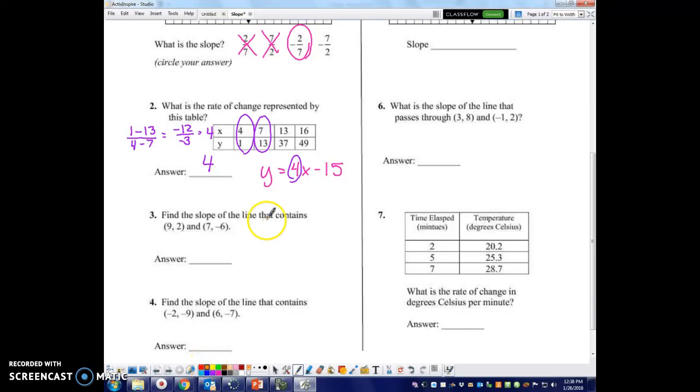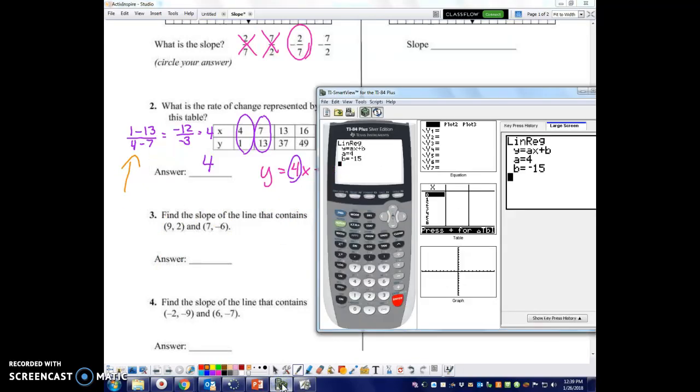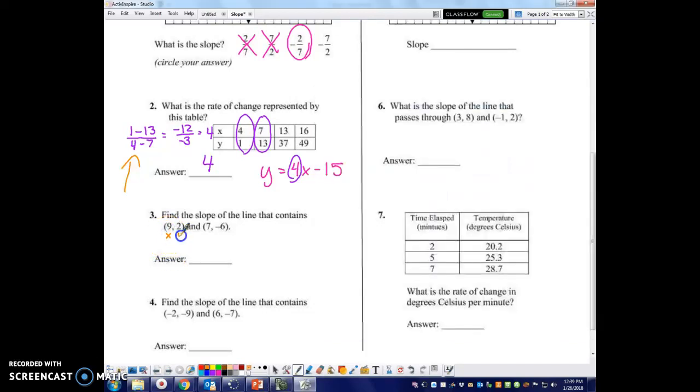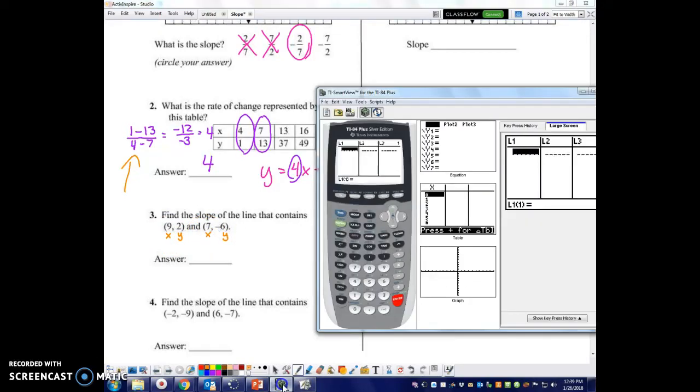Number 3 says find the slope of a line that contains these 2 points. Again, you can do y2 minus y1, but I'm going to put it in stat. So stat, remember to clear, stat edit. To clear it, go to the top where it says L1, hit clear, enter. Now, I suggest labeling it so you don't forget. He's X, he's Y. That way you don't mess this up.